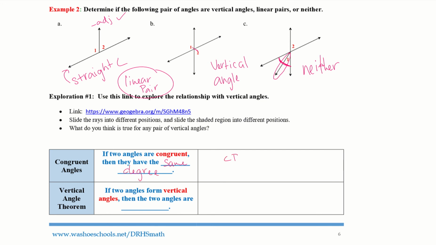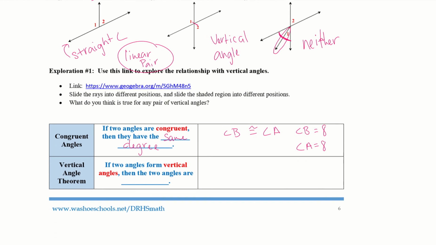So congruent angles: if two angles are congruent, then they have the same degree. So therefore, angle B is congruent to angle A. If they are congruent, that would mean angle B equals 8, and then angle A would also equal 8. They both equal the same thing, so they're congruent. And this is a symbol for congruency, the equal sign with a little squiggly on top.